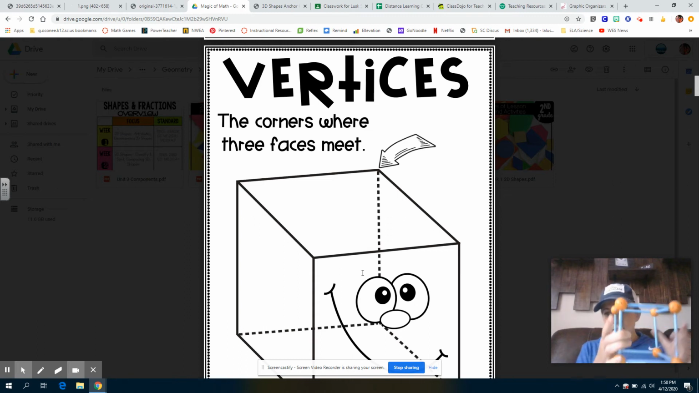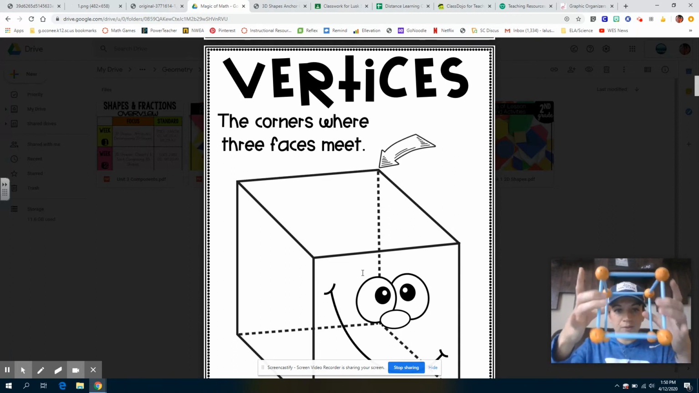You still have your vertices, still the orange ones, but this one has a ton. 1, 2, 3, 4, 5, 6, 7, 8. So it has 8 vertices, okay?